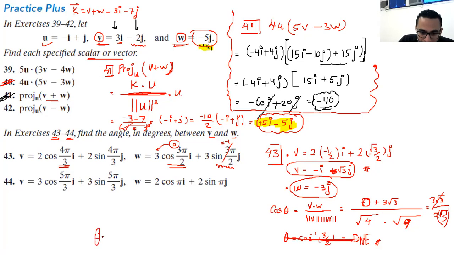Theta equals inverse cosine of 3 radical 3 over 6, which means radical 3 over 2. Easy. What angle has a cosine value of radical 3 over 2? Pi over 6. The angle between these two vectors is pi over 6.